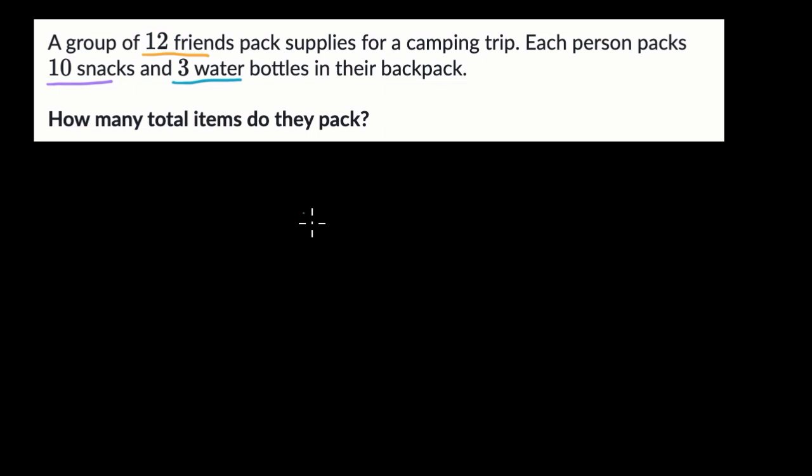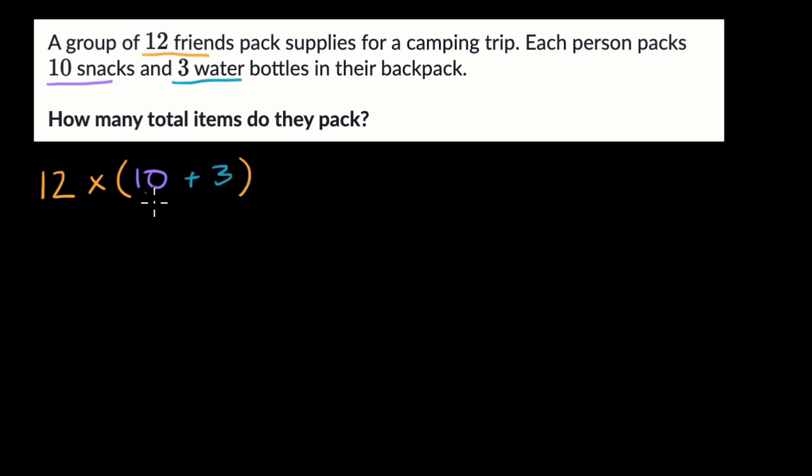All right, now let's do this together. So there's a few ways I could approach it. We could say, all right, I have 12 friends, and then how many items does each of those friends have? However many items each of them has, I can multiply it by 12, and then I'll have the total number of items. Well, it looks like each of them has two types of items. They have snacks and water bottles. So each of them packs 10 snacks, and they also pack 3 water bottles.